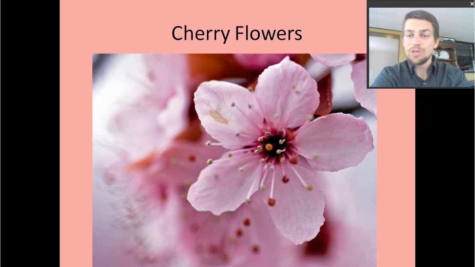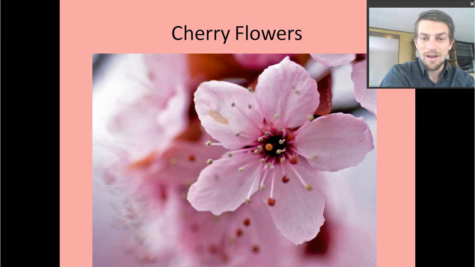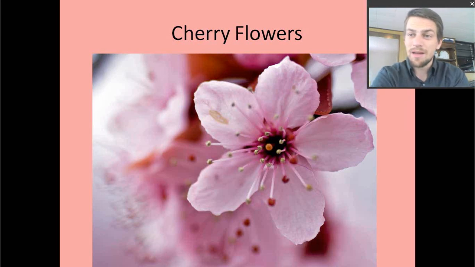So right here is a cherry flower, and if you have any cherry trees around, you probably can see very, very beautiful white, purple, or pink blossoms coming from it right now. And it looks a lot like what we expect a flower to look like. You see the petals, and you see the stamen and pistil and everything in there. It's a very normal flower.